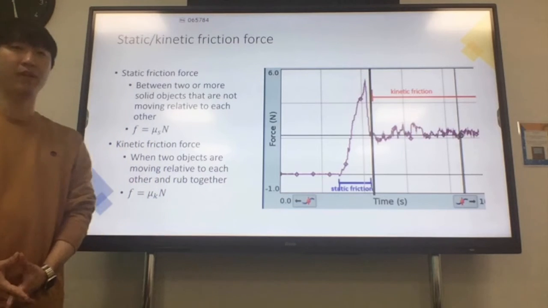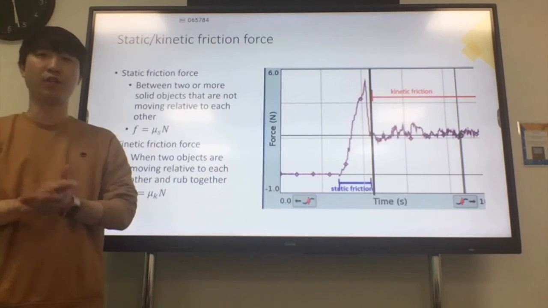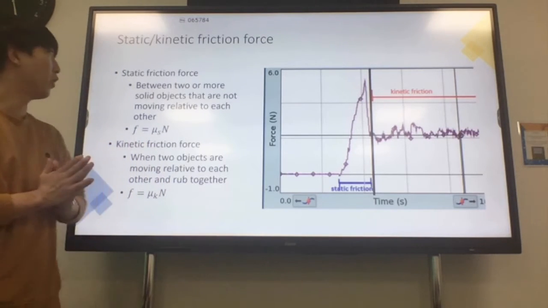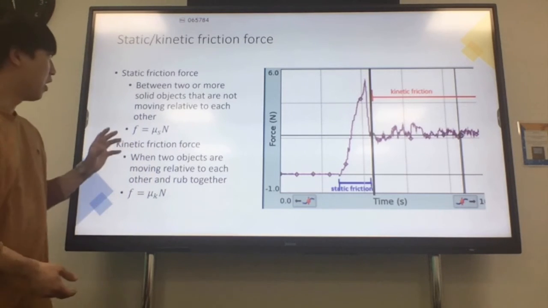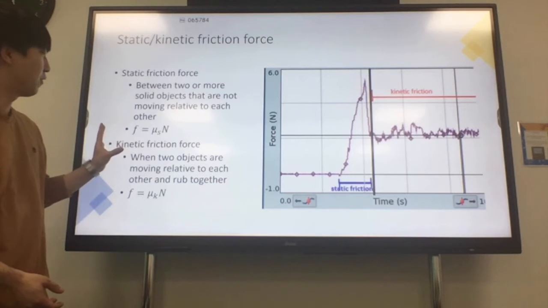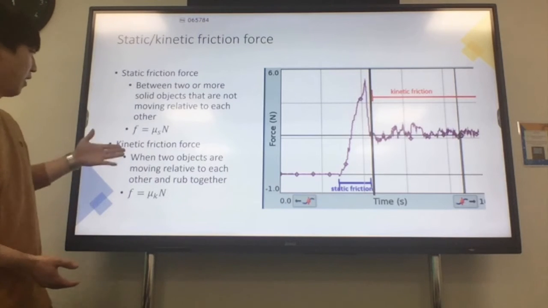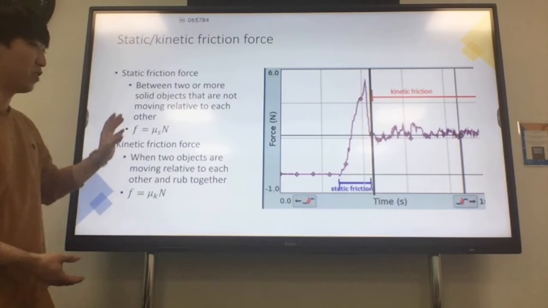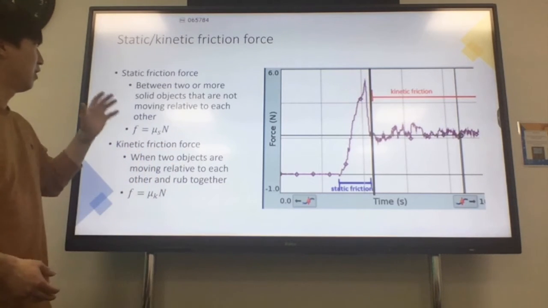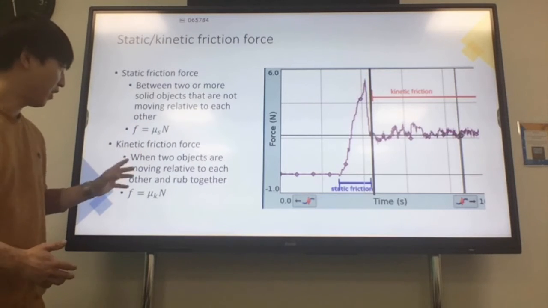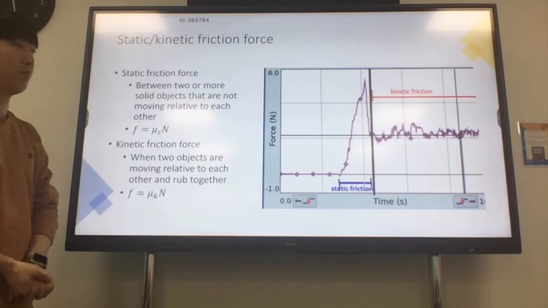Well, let me explain static and kinetic friction force. In terms of friction force, there are two different types. One is static, and the other is kinetic friction force. The difference is, as you can see from the name, static means that if two different objects are not moving, then the static friction force will apply. On the other hand, if the objects are moving, then kinetic friction force will apply.